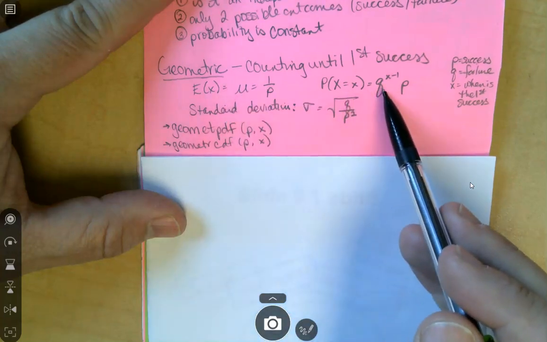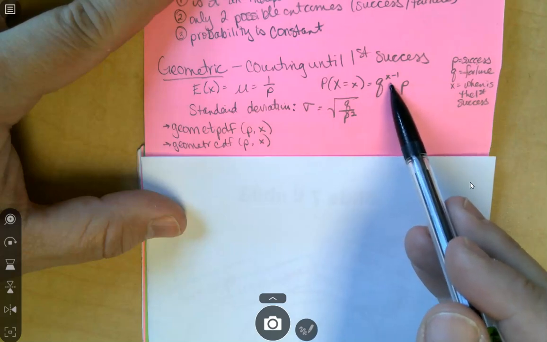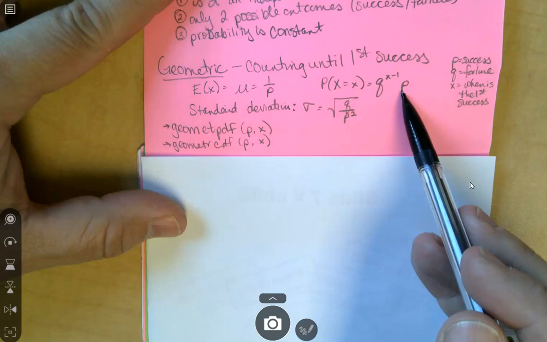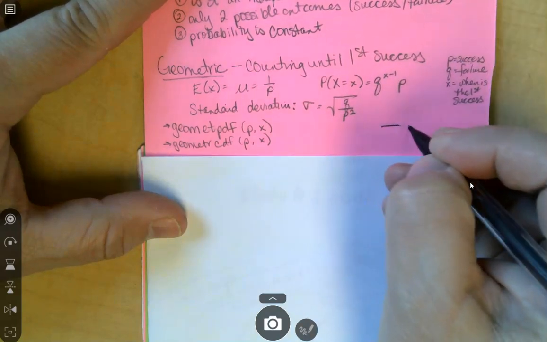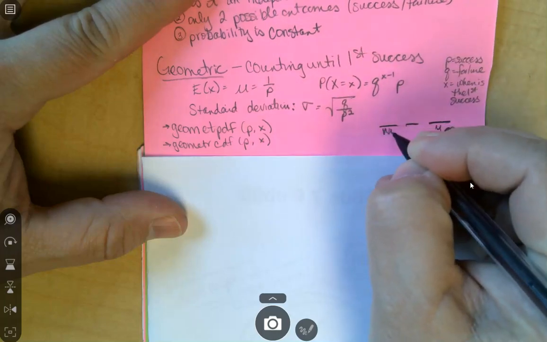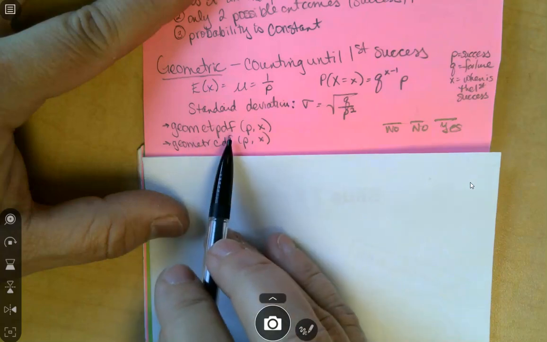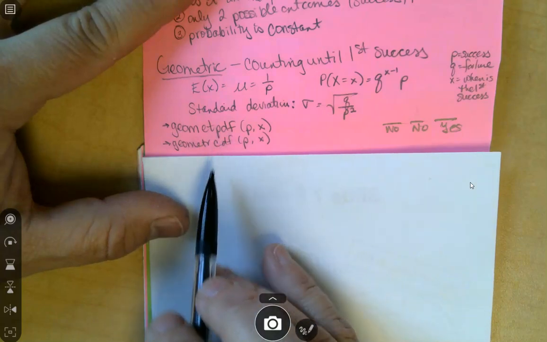And then our formula is just the failures, how many failures you have, and then how many successes you have. And we've been doing things with blanks, and so like this is your first yes, and so then these are no's, however you want to do it. And then remember there's PDF if it's exactly, and there's CDF, which is cumulative.